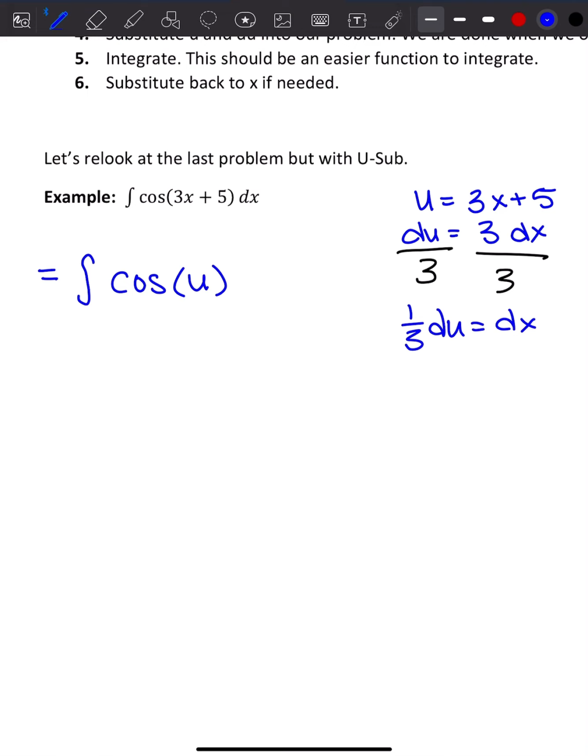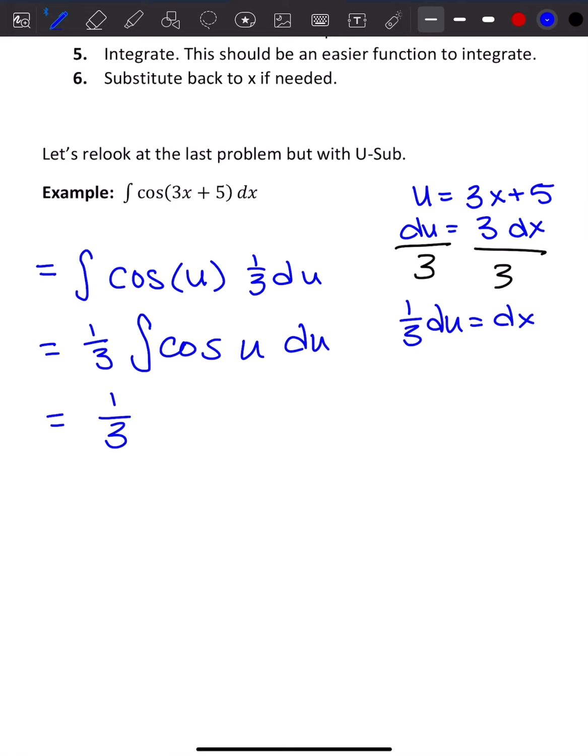We are going to be substituting that in. So instead of writing dx, we are going to write 1/3 du. We have no more x's in our problem, so now we're going to integrate. One thing that I'm going to do to make it easier on me is take that 1/3. It is a constant, so I'm going to move it out front. So I have 1/3 the integral of cosine u du. So we're doing the integral of cosine of u with respect to u.